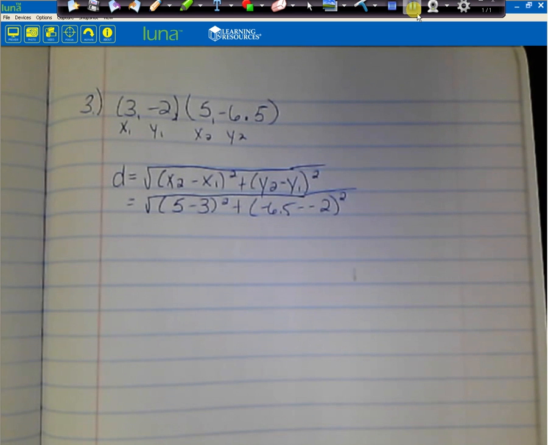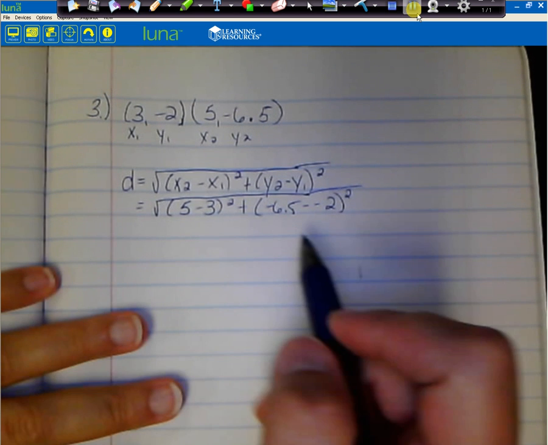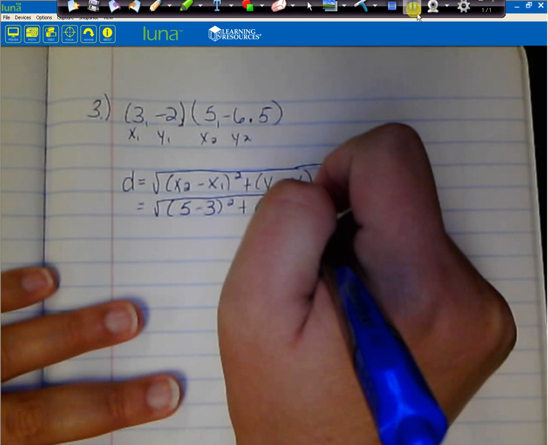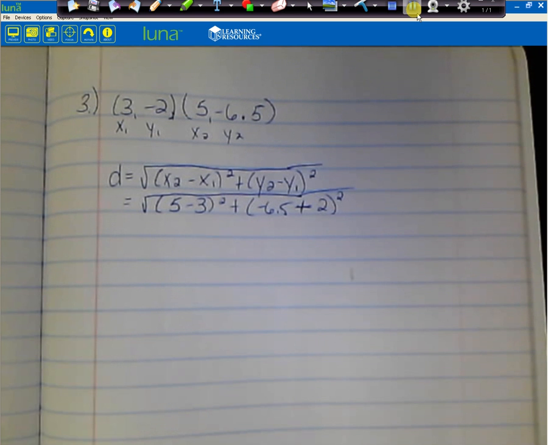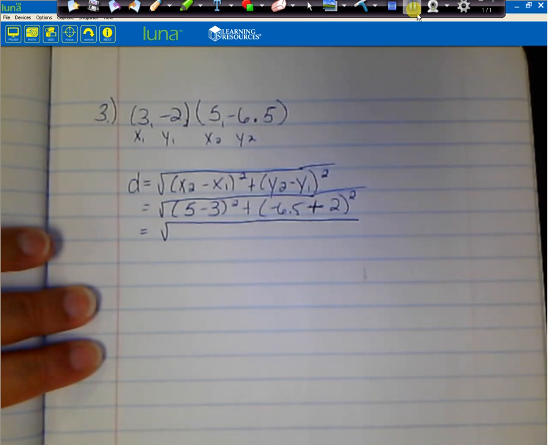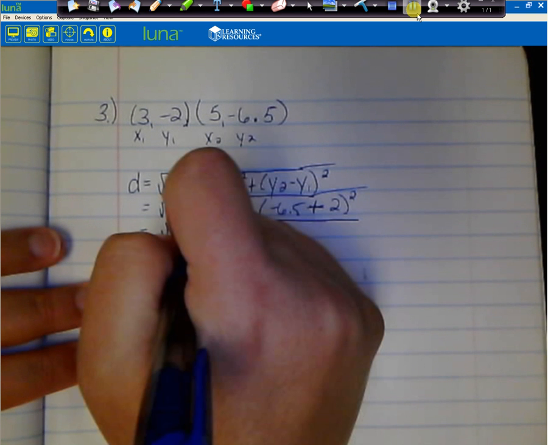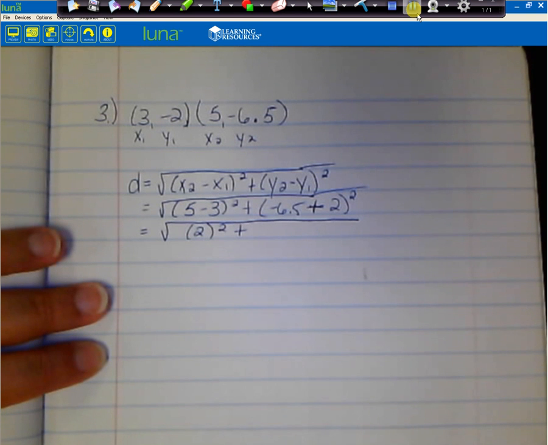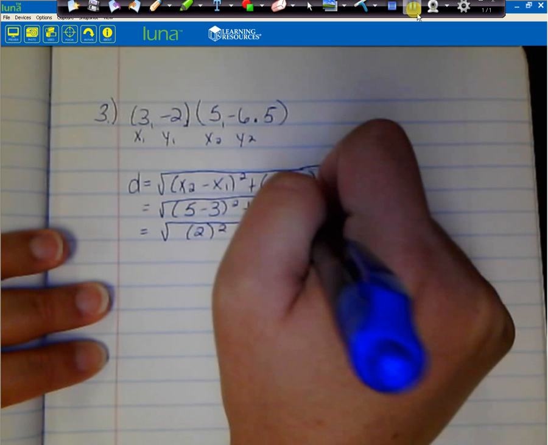So make sure you've plugged in your points correctly. Here, the first thing I notice is that I have these 2 negatives, this minus a negative, and that's going to turn into a positive. So I'm going to turn that into a positive right there. Okay, now from here it's just order of operations, and order of operations says we need to do what's inside the parentheses first. So I'm going to say 5 minus 3 is 2, so 2 squared, plus negative 6.5 plus 2 is negative 4.5 squared.